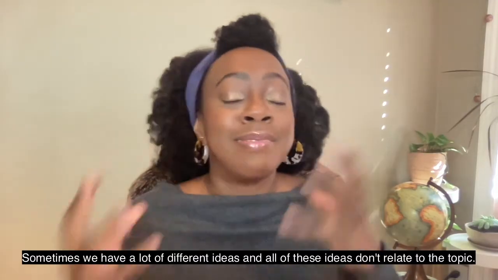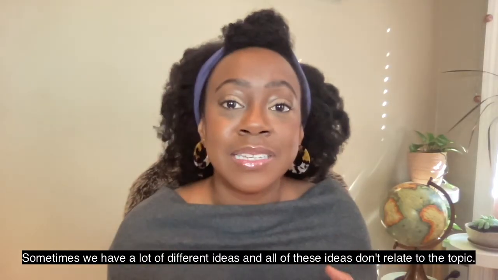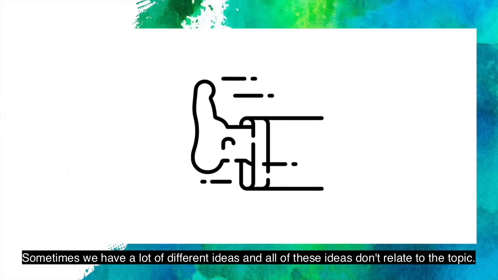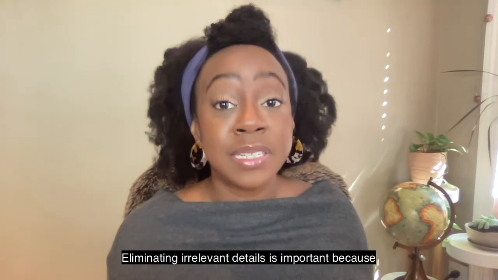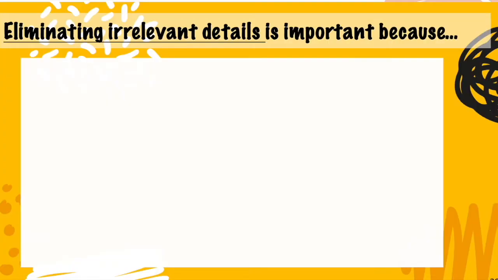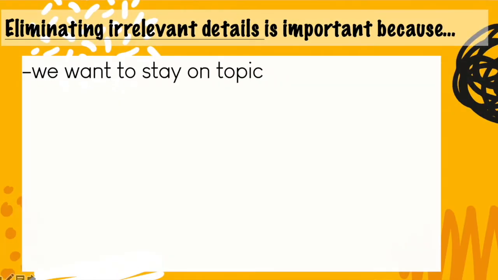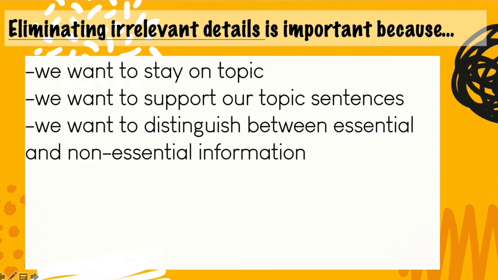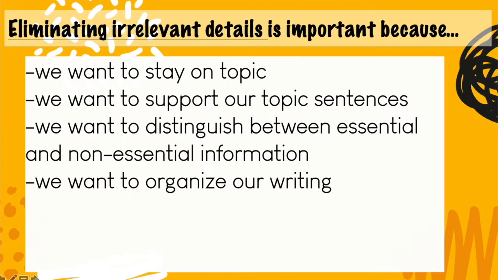Sometimes we have a lot of different ideas, and sometimes those ideas don't relate to the topic. Eliminating irrelevant details is important because we want to stay on topic. We want to distinguish between information that is essential and non-essential. And we also want to organize our writing.